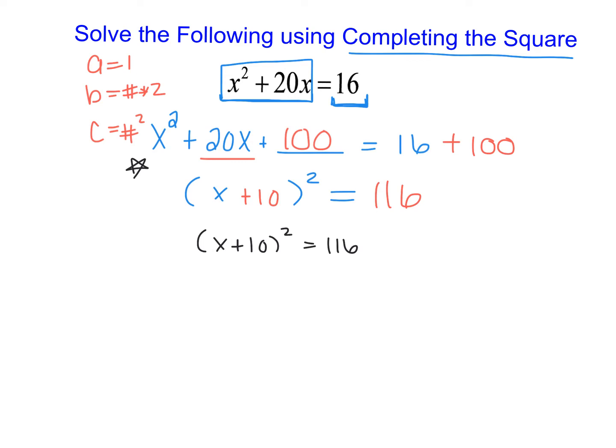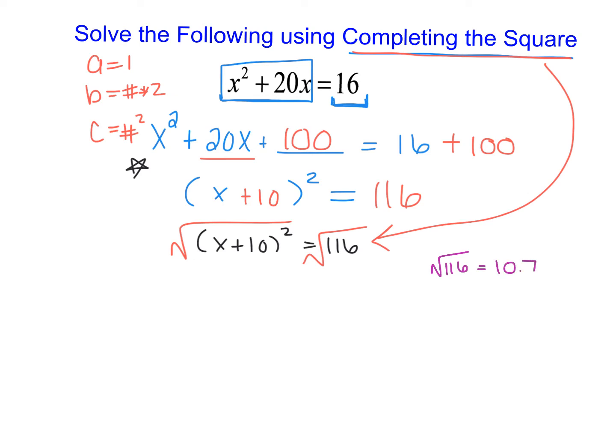Now hopefully what you're thinking is that this looks a lot like the problems that we solved when we used the square root strategy. And it is. When we're using completing the square, we're basically setting this up so that we can use square roots to finish solving this quadratic equation. So here, in order to get the x value by itself, we're going to square root both sides.